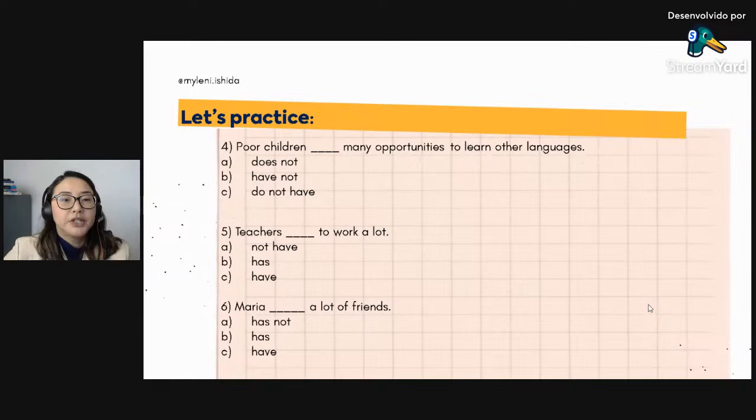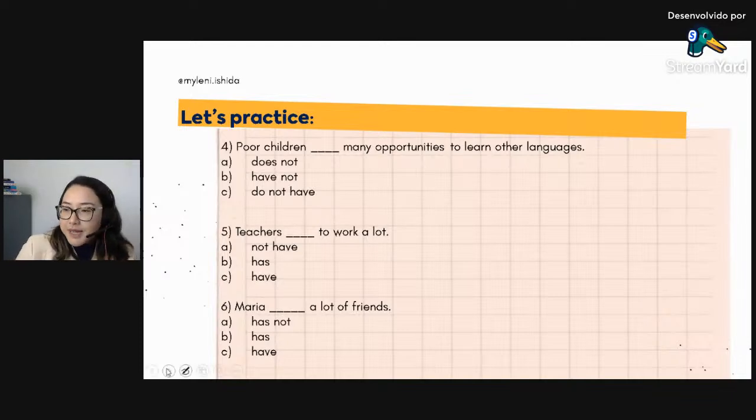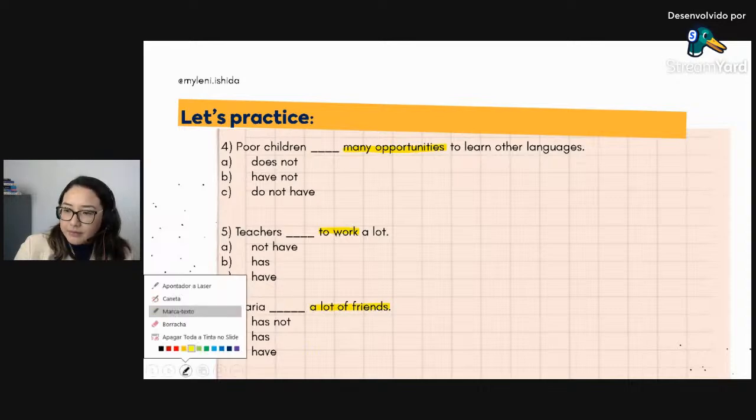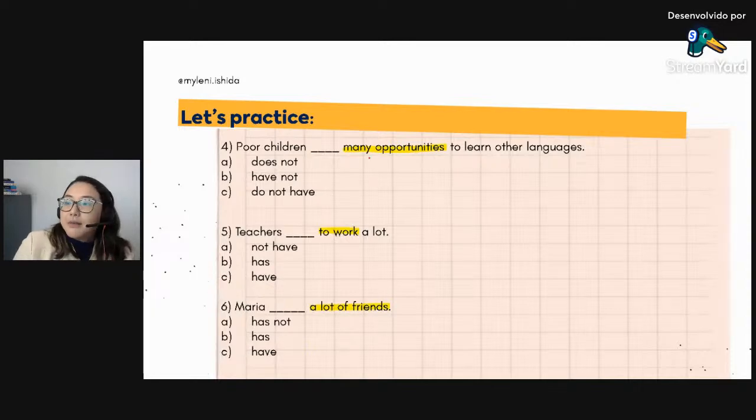Number 4, poor children, blank, many opportunities to learn other languages. You have to look at what comes after the blank space. Many opportunities to work, a lot of friends. Many opportunities is not a verb in the past participle, right? Many opportunities is something. So in this case, what I have here is not an auxiliary verb, it's a main verb.